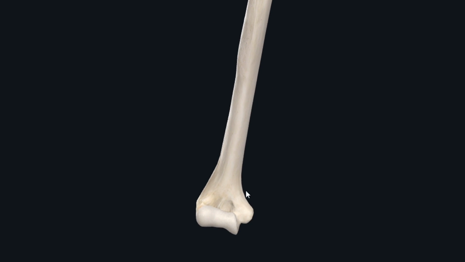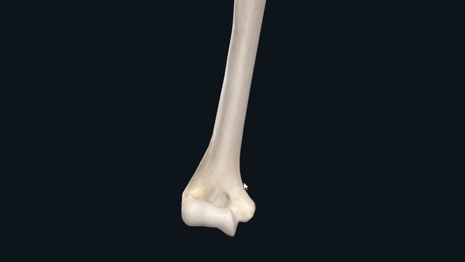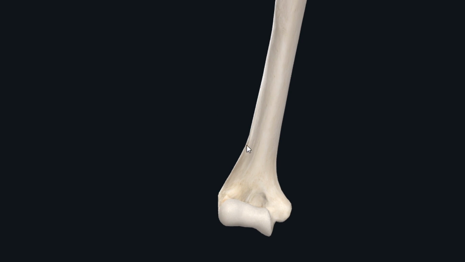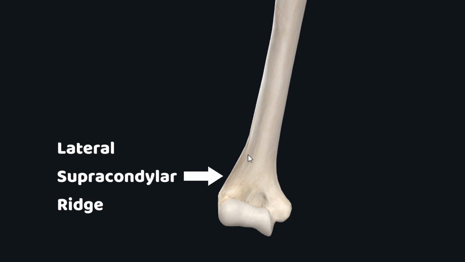Now, this narrow ridge running proximally from the medial epicondyle, forming the lower medial border of the humerus, is the medial supracondylar ridge. And this narrow ridge running proximally from the lateral epicondyle, forming the lower lateral border of the humerus, is the lateral supracondylar ridge.